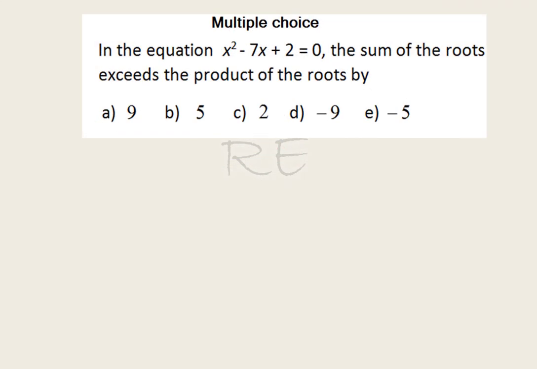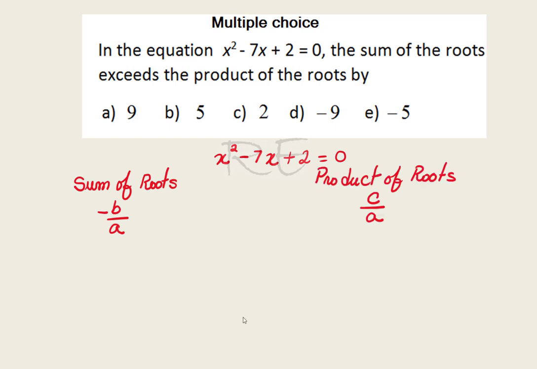Here's a multiple choice practice problem. X squared minus 7x plus 2 is equal to 0. They want to know by how much the sum exceeds the product of the roots. For the sum of the roots, it's negative b over a. The product is c over a. First, we're going to identify a, b, and c. A is equal to 1, b is equal to negative 7, and c is equal to 2.